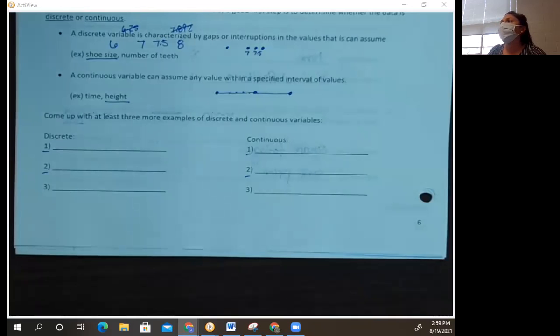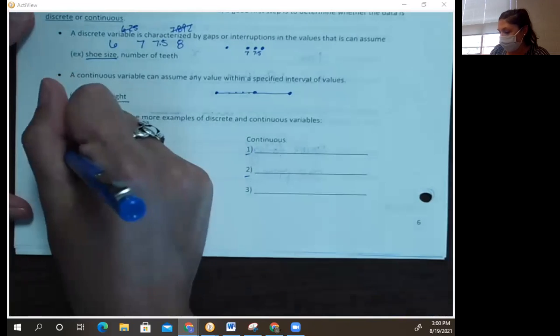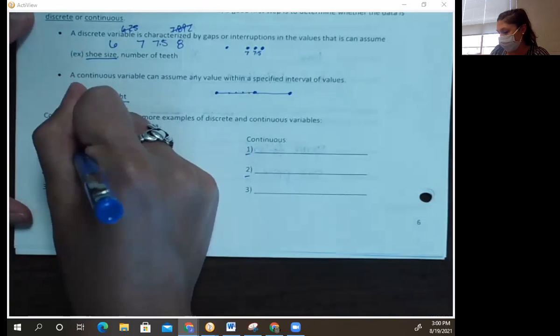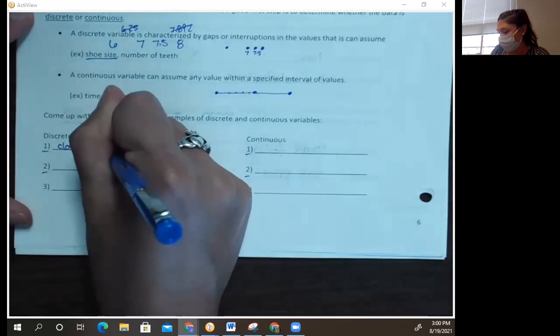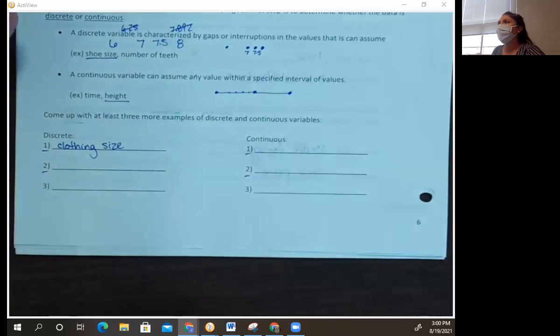What's one example? Clothing size, did you have that for discrete or continuous? Discrete, very good. As I walked around, I thought I saw somebody else with clothing size. Yeah, clothing size is a great one. So if it's the small, medium, large option, there's no medium and a half, right? You got to pick one or the other.